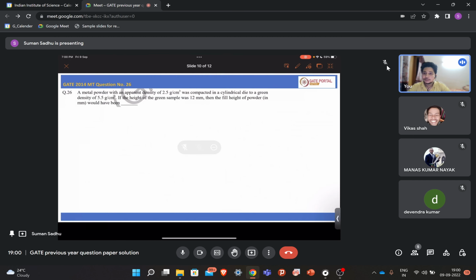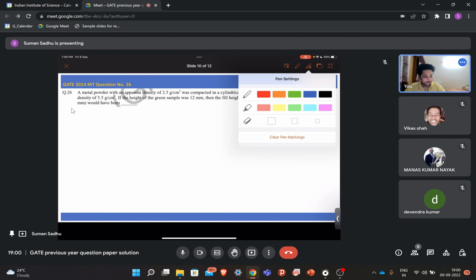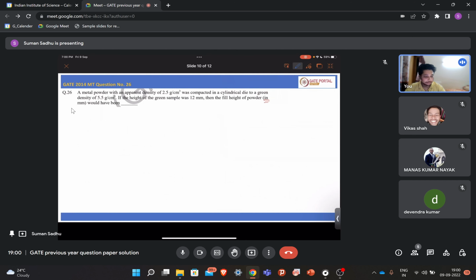This is question number 26 of GATE 2014 MT. The question states that a metal powder with an apparent density of 2.5 gram per centimeter cube was compacted in a cylindrical die to a green density of 5.5 gram per centimeter cube. If the height of the green sample was 12 millimeter, then the fill height of the powder is, in millimeter, we have to calculate. So before solving this question, can anyone tell me what is green density and what is apparent density?